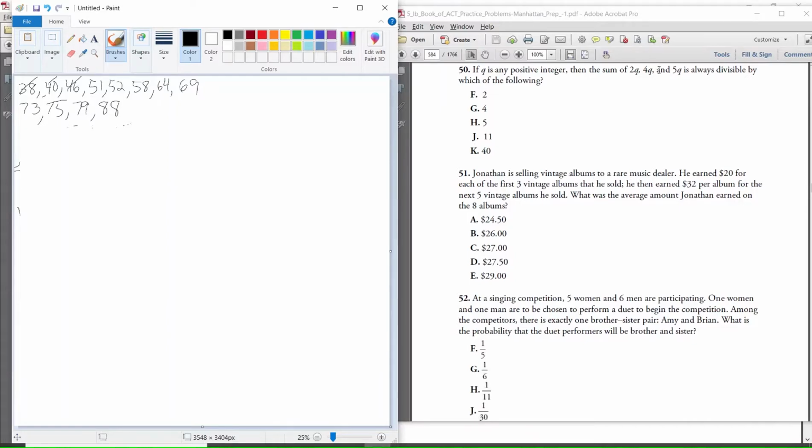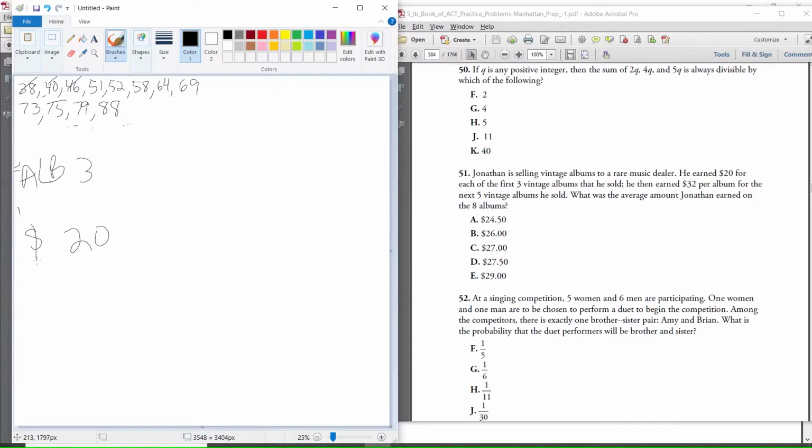51. Jonathan is selling vintage albums to a rare music dealer. He earned $20 for each of the first 3 that he sold. I'm just going to write that down because who knows. So for the first 3 albums, he earned $20. This is album, and this is dollars. And I put it like that because I don't know. We've been working on fractions. Who knows? Maybe we're going to have to do a fraction again.